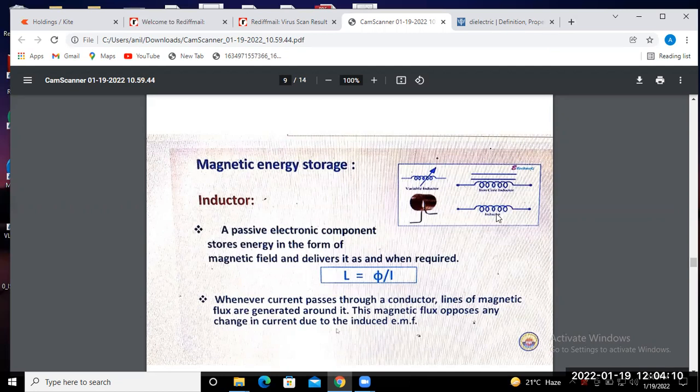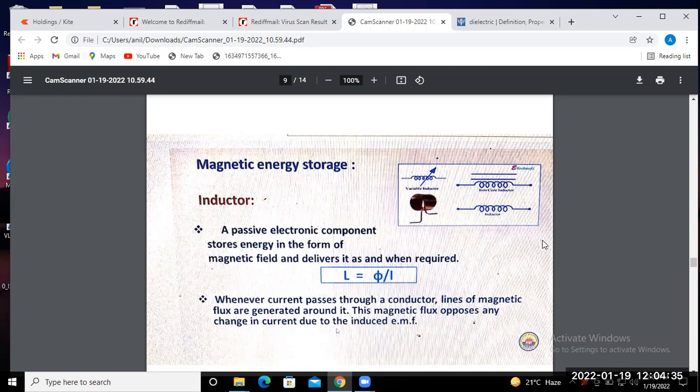As you know, this is nothing but the energy storage in the form of a magnetic field, delivered when we require it. This is our main purpose. Whatever energy is stored, we use when we require that energy.